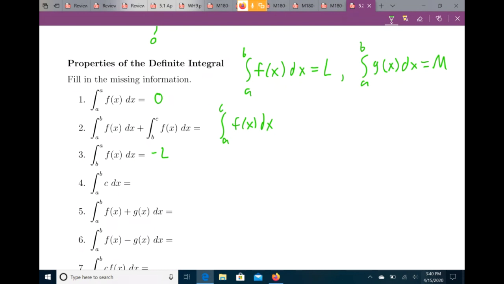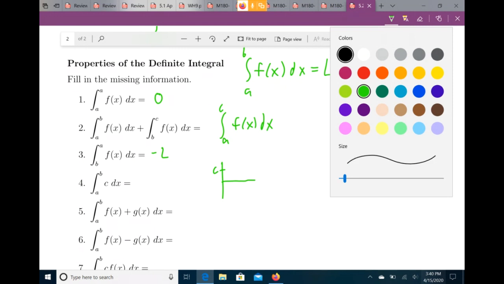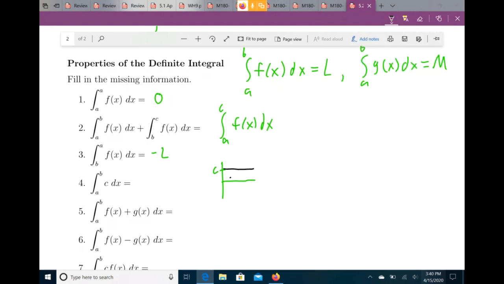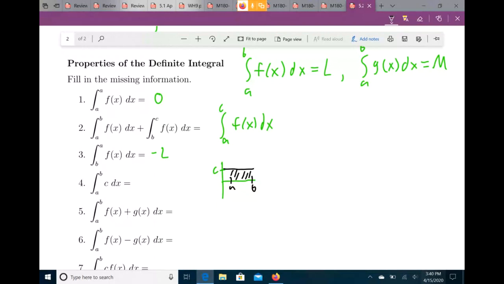If c is a constant, then what's the area under the curve c from a to b? Good, b minus a times c. That's just a rectangle, right? This shaded area has height c and width b minus a.